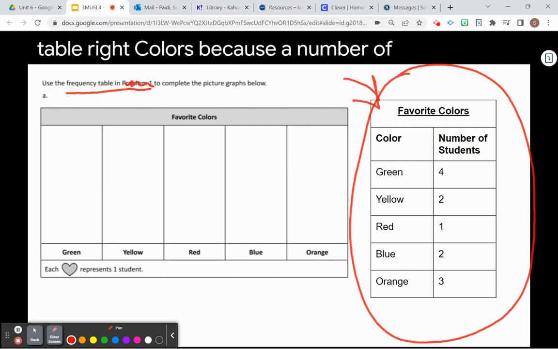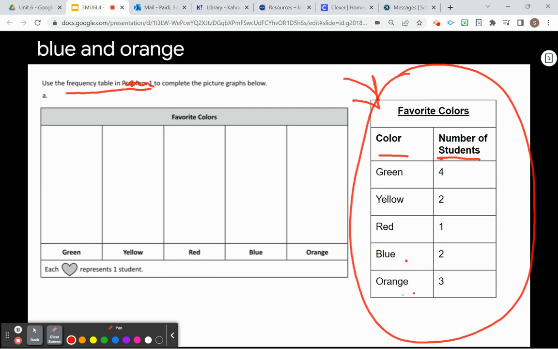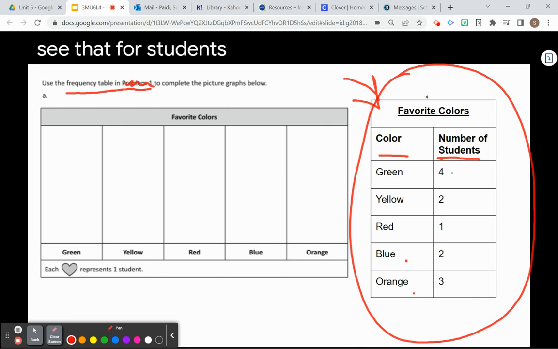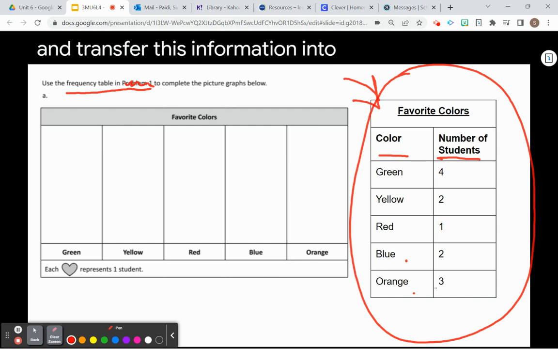So we can see the number of students and the color. The color options are green, yellow, red, blue, and orange, and the number of students who picked each of those as their favorite color. We see that 4 students liked green, 2 students liked yellow, 1 student liked red, 2 students liked blue, and 3 liked orange. Now let's transfer this information into a pictograph.